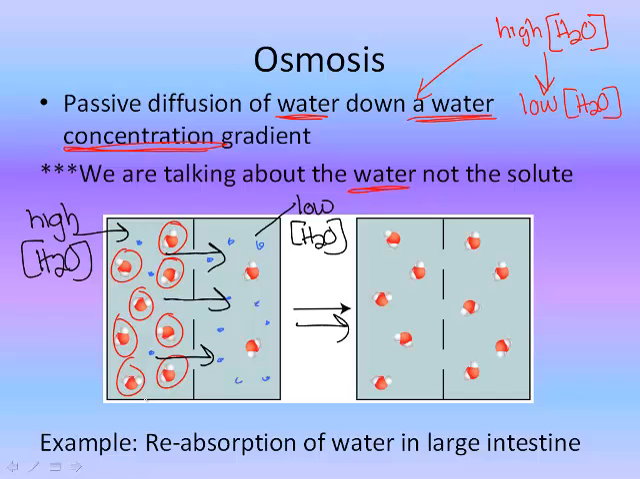Now the reason why we're talking about the water is because you may have a semi-permeable membrane and some solutes may not be able to get through, and water is permeable to membranes, so it can easily get through. So that's why we talk about osmosis, passive diffusion of water down a water concentration gradient. Now, an example that happens every day would be the reabsorption of water in your large intestines.